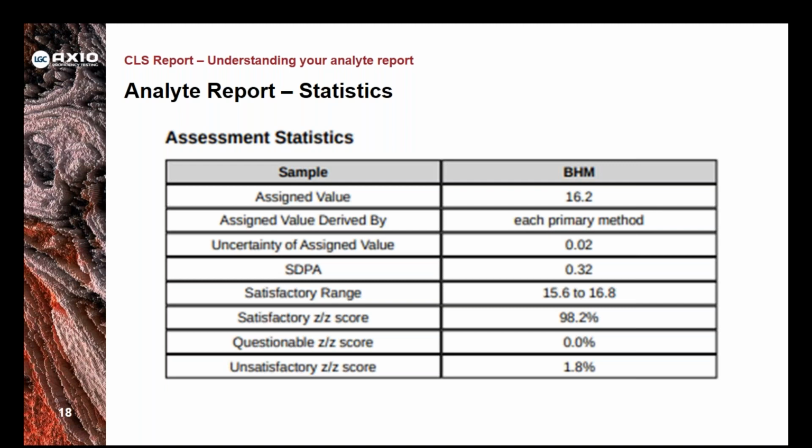The standard deviation of proficiency assessment, or SDPA, varies depending upon the analyte. Information regarding how the SDPA is derived is available in our scheme description. All SDPA values are set in accordance with ISO 13528. The satisfactory range is plus or minus 2 times the SDPA from the assigned value. And then lastly, the percentage of results in your peer group that are satisfactory, questionable, and unsatisfactory is provided to provide a snapshot of your peer group's performance.